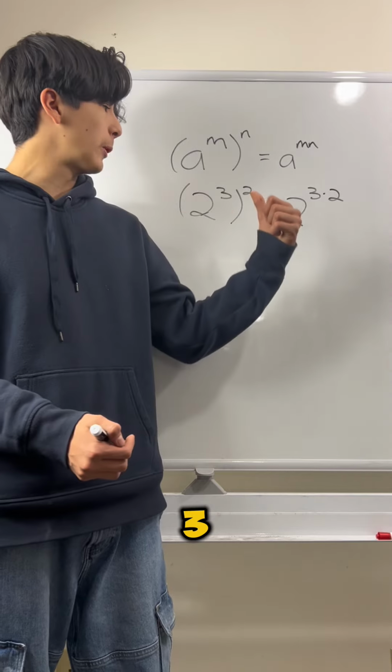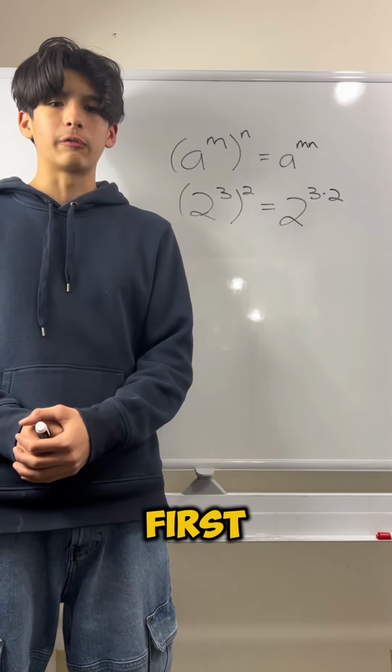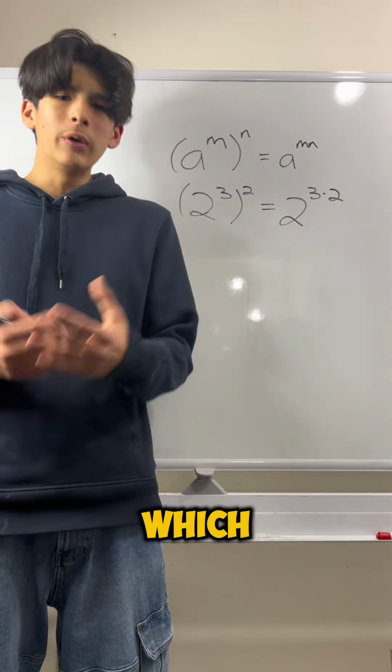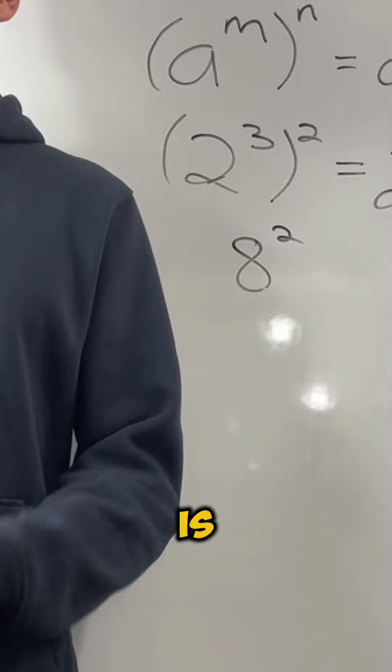If you have 2 to the 3 power to the 2 power, you could just evaluate what's in the parentheses first, which is 2 cubed, which is 8, and 8 squared is just 64.